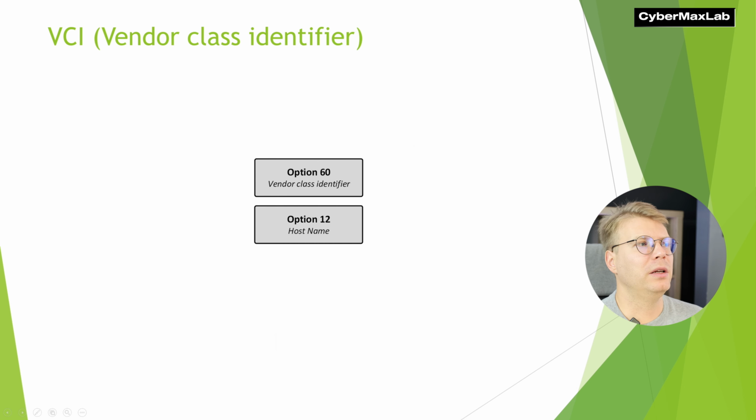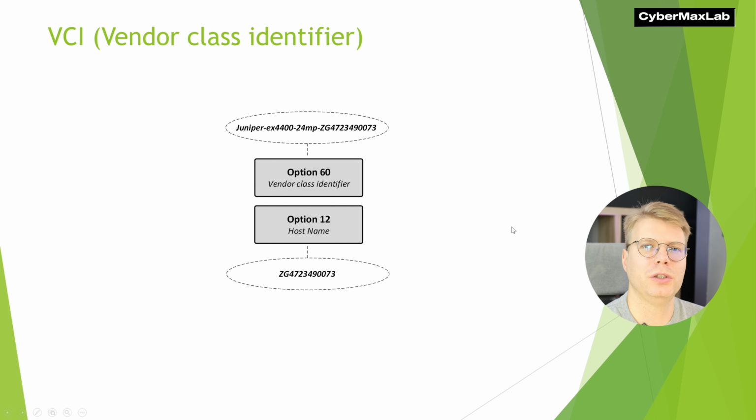But there is a solution. It's called VCI, Vendor Class Identifier. It is option 60 of DHCP. And another option which may be useful is option 12 called hostname. These are DHCP options which are sent by the client toward the DHCP server. We can see that option 60 contains 3 different parameters divided with a hyphen. It has Juniper, then the model name, EX4424MP, and then the serial number. And option 12 hostname has just the serial number in it. So this works as an introductory note to a DHCP server: Hey, this is who I am.